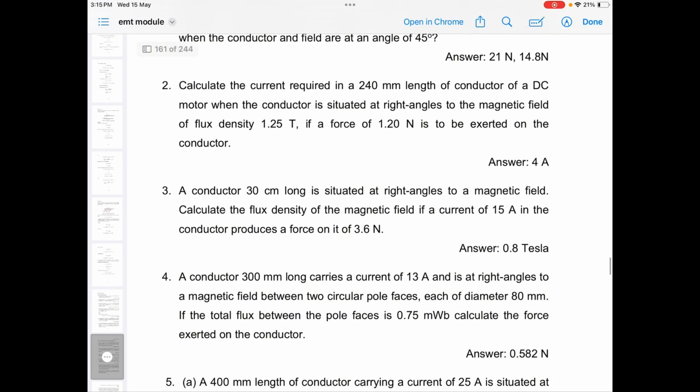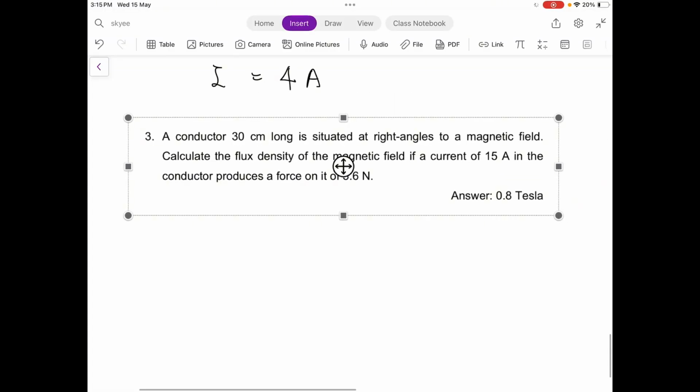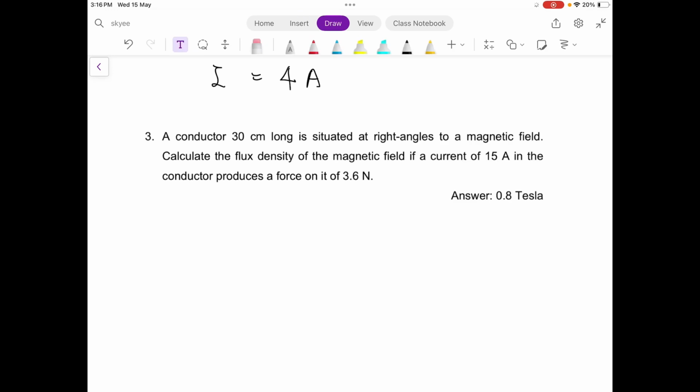We look at question number 3. Okay, so now you have a conductor of 30 centimeter length, this is the length, situated at a right angle again to a magnetic field. Calculate the B. So I is given, the F is also given, quite similar to the previous question.